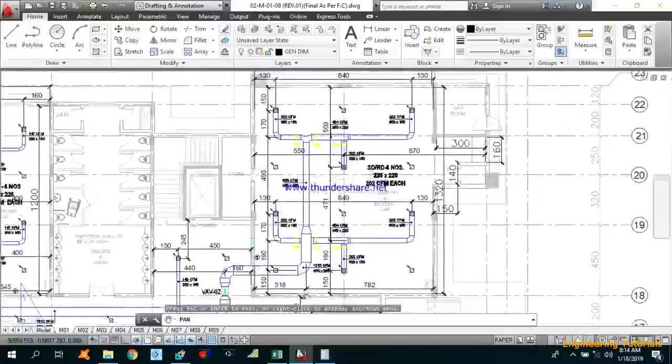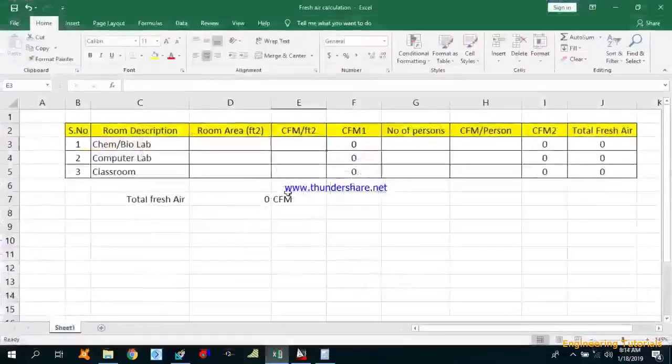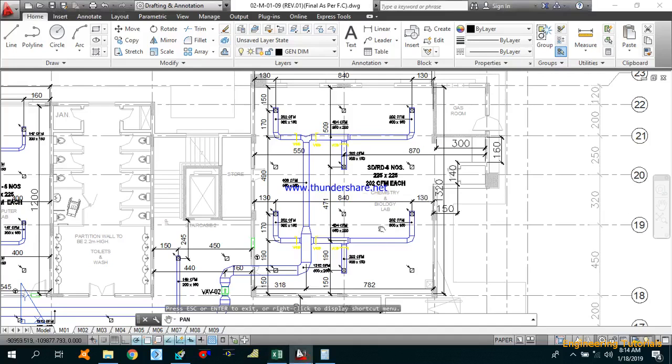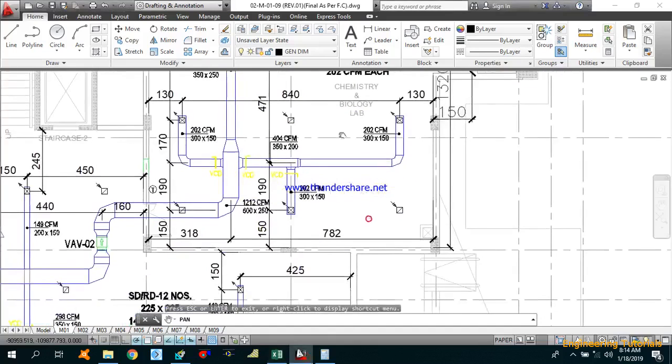In order to calculate the Fresh Air CFM, I have made this Excel sheet as you can see over here. What we need is the room area, CFM per square feet, number of persons and CFM per person, and total fresh air will be the sum of CFM1 plus CFM2. So let's start with the chemistry and bio lab.